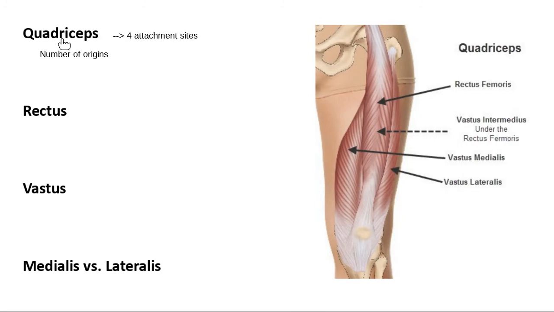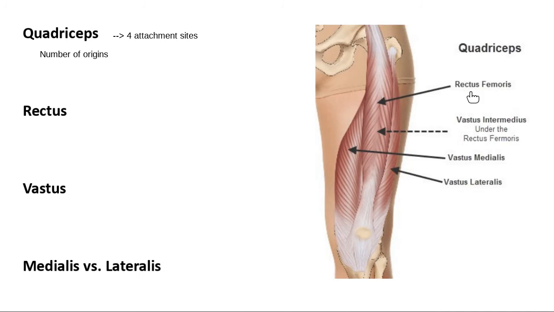Now, quadriceps is technically a muscle group. It's made out of 4 different named muscles. So quadriceps tells me there's 4 attachment sites. And as it so happens, there's 4 different muscles that are here. So let's look at our first muscle right here. This muscle right here is called Rectus Femoris.